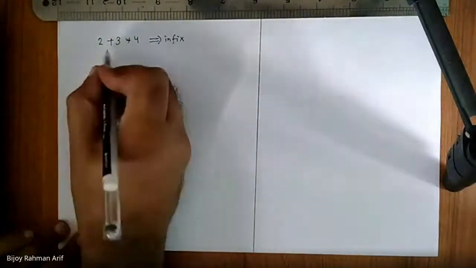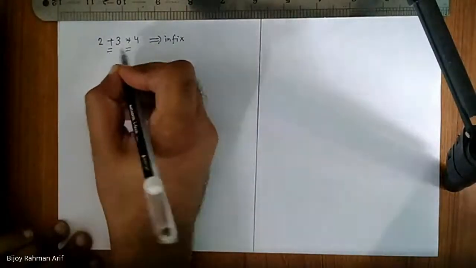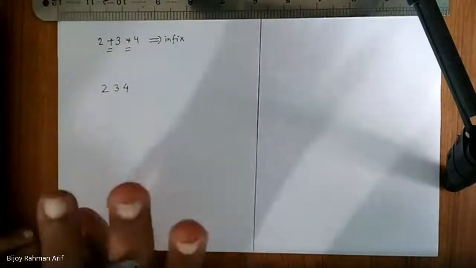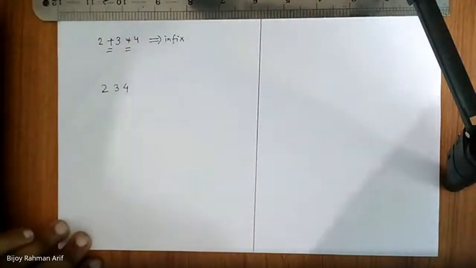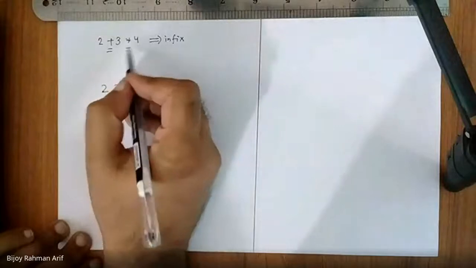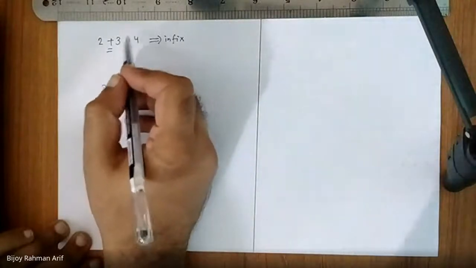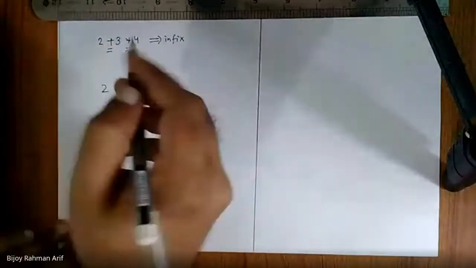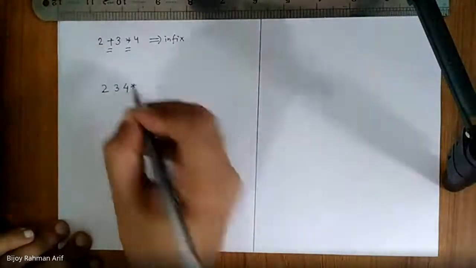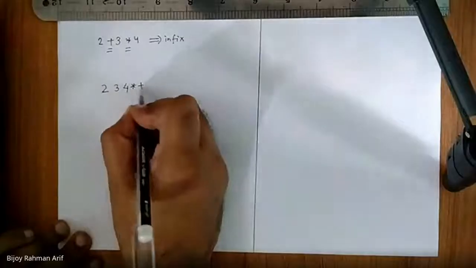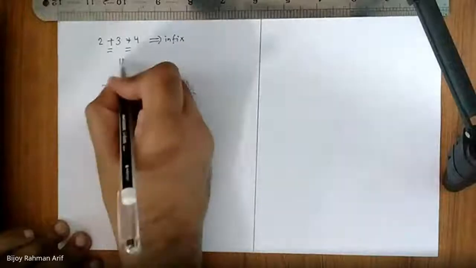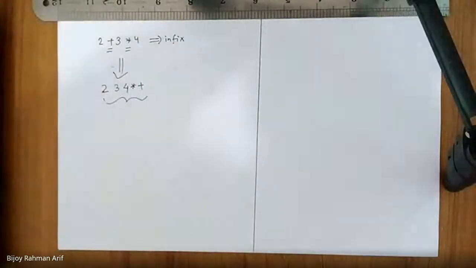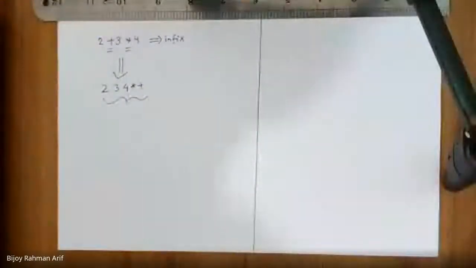So don't care about the operators first. Just derive 2, 3, 4. They have the highest precedence. Then what happened? Take the operator which is highest precedence. So this is nothing but star. Then take the last one, that is plus. So this is the algorithm. Am I right? Did you get the algorithm? Yes, sir.